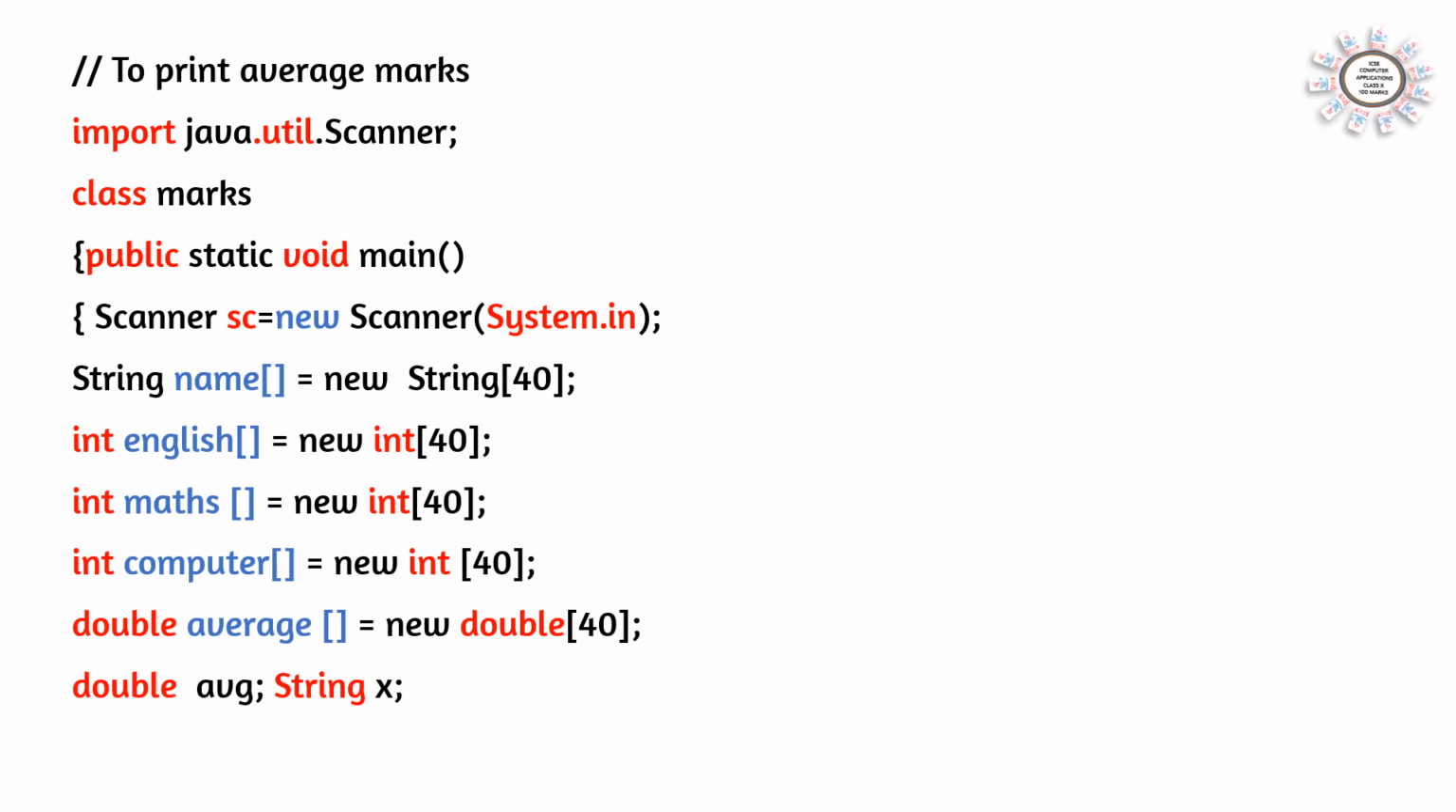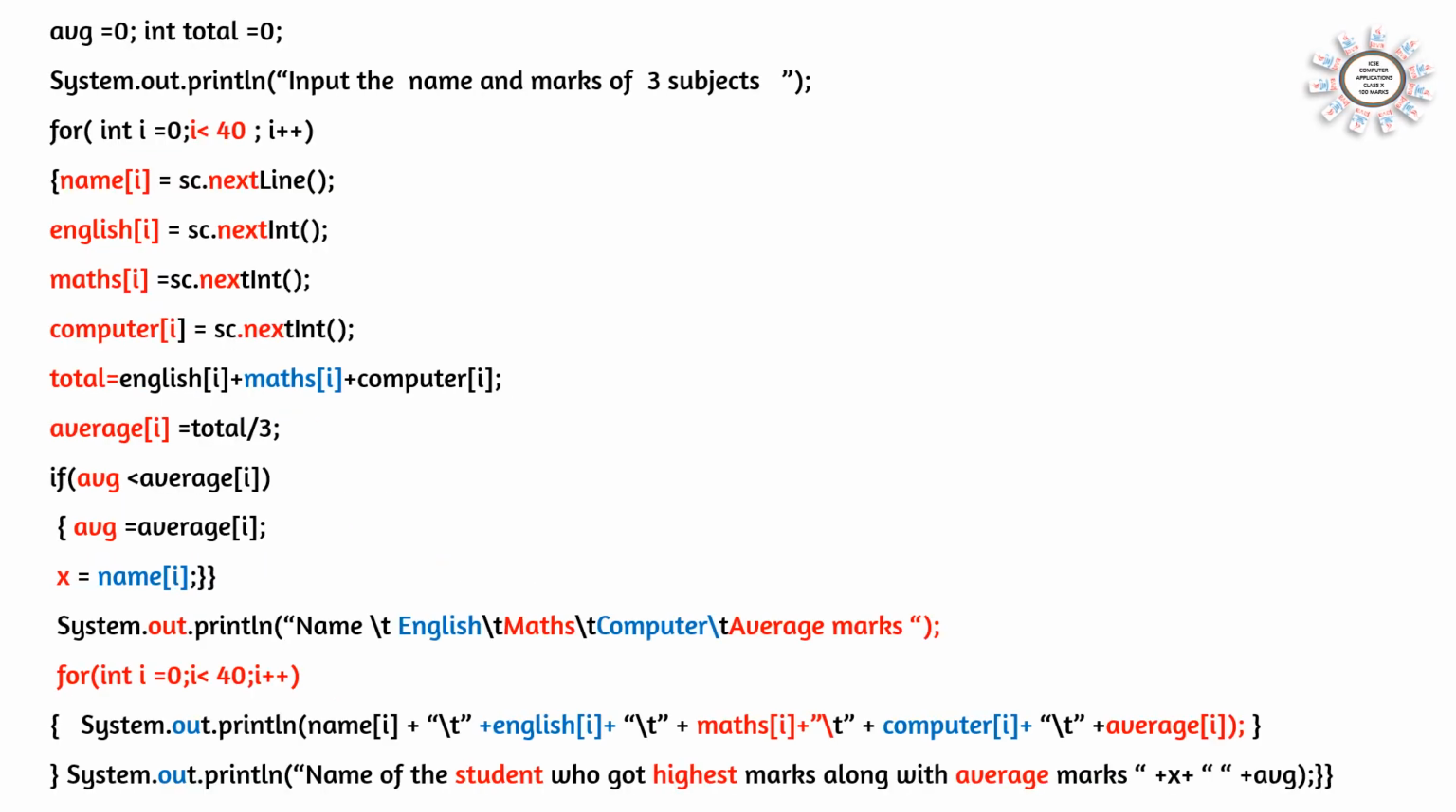And double AVG for storing the average of the student who got the highest mark, and string X for storing the name of the particular student. Here we are declaring one more variable, int total, for finding the total marks of each student and then storing in the average array. And AVG we initialize as 0 so that we can compare the average marks of each student. And now System.out.println: input the name and marks of 3 subjects.